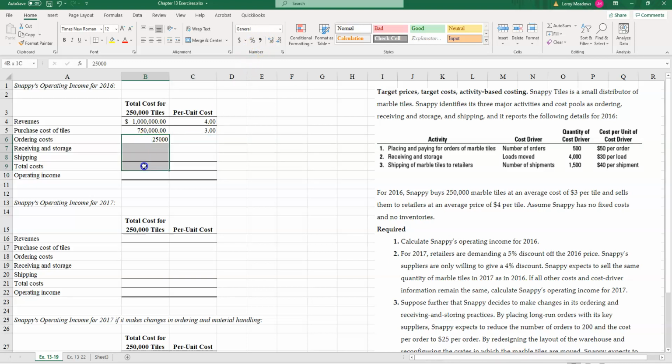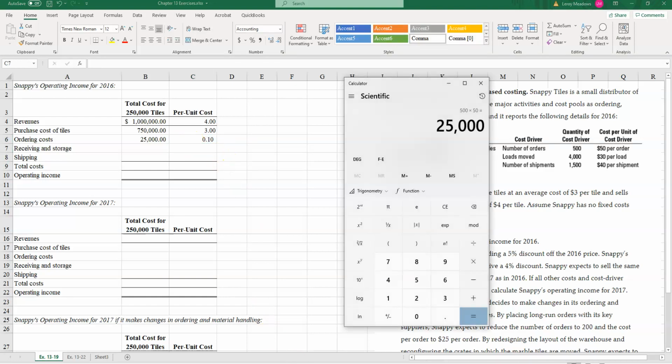And let's go ahead and get this formatted here. So if I spend $25,000 on ordering costs, what is the cost per tile? I'm going to simply take my $25,000 and spread that out over 250,000 tiles, and I'll get 10 cents per tile as my ordering cost.